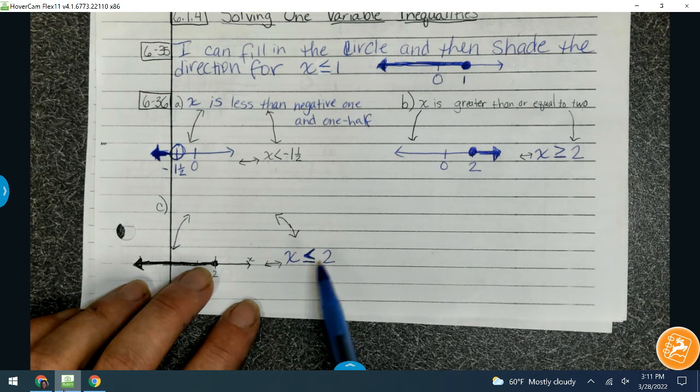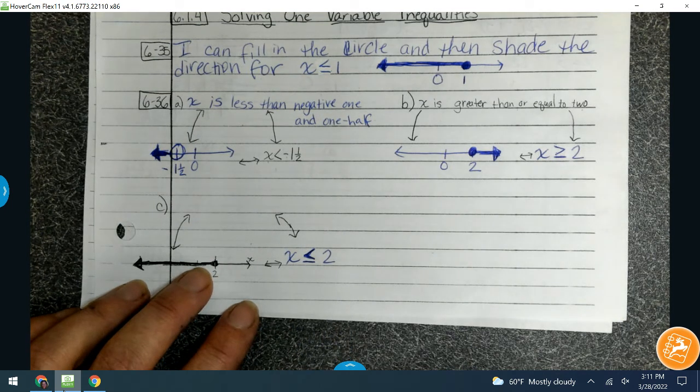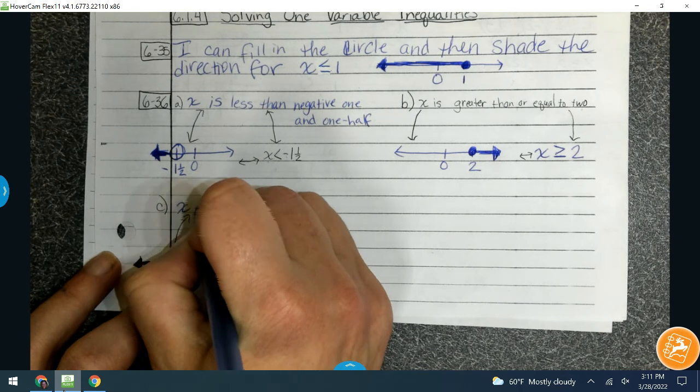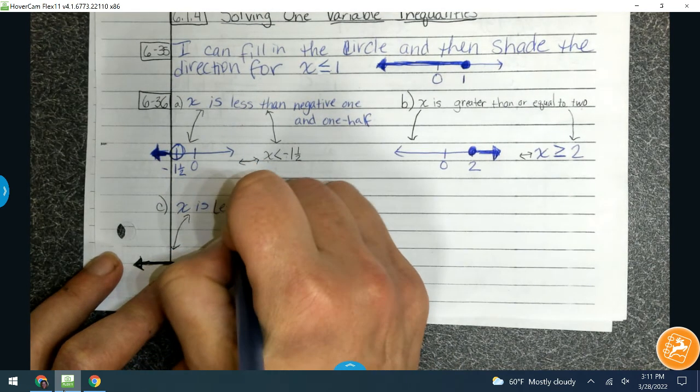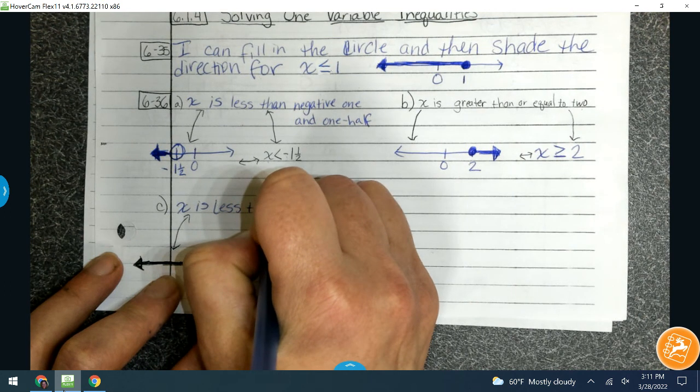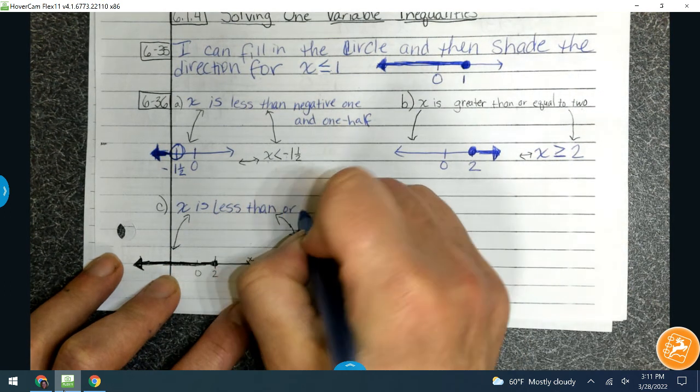Now I need to write this in words above. So X is less than or equal to.